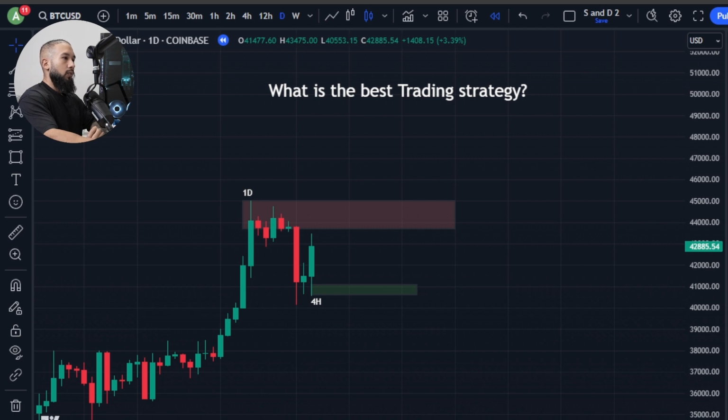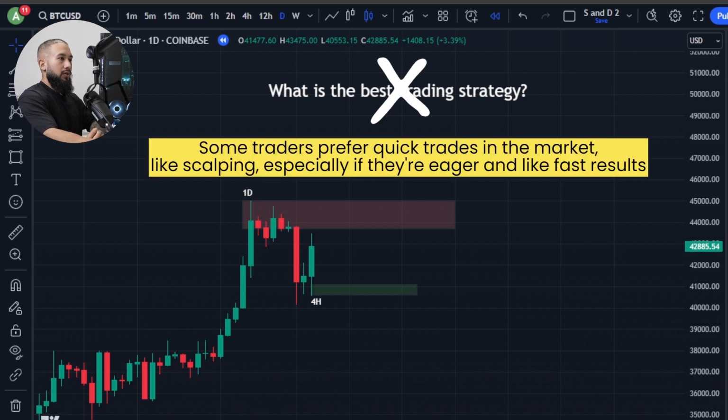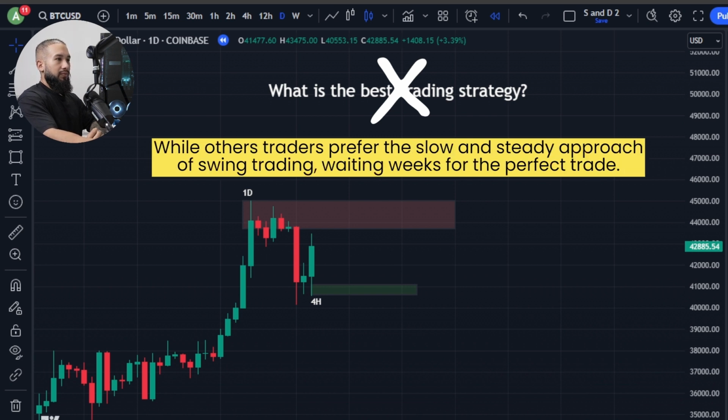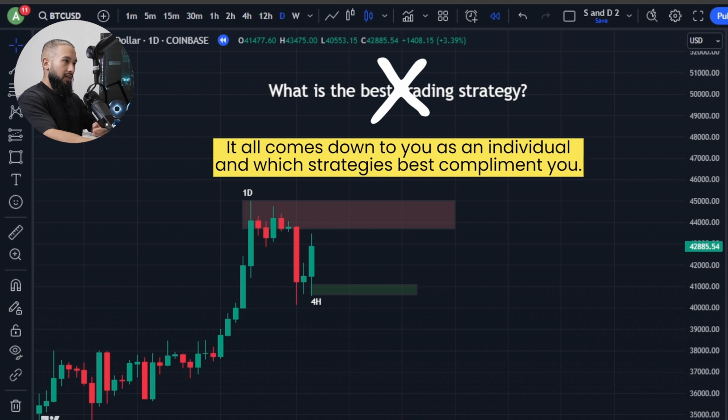First, I want to go over what is the best trading strategy. Okay, guys, there is no such thing as the best trading strategy out there when it comes to trading. It's all subjective. There's no one-size-fits-all trading strategy. Some traders prefer quick trades in the market, like scalping, especially if they're eager and like fast results, while other traders prefer the slow and steady approach of swing trading, maybe waiting weeks for the perfect trade. It all comes down to you as an individual and which strategies best complement you.